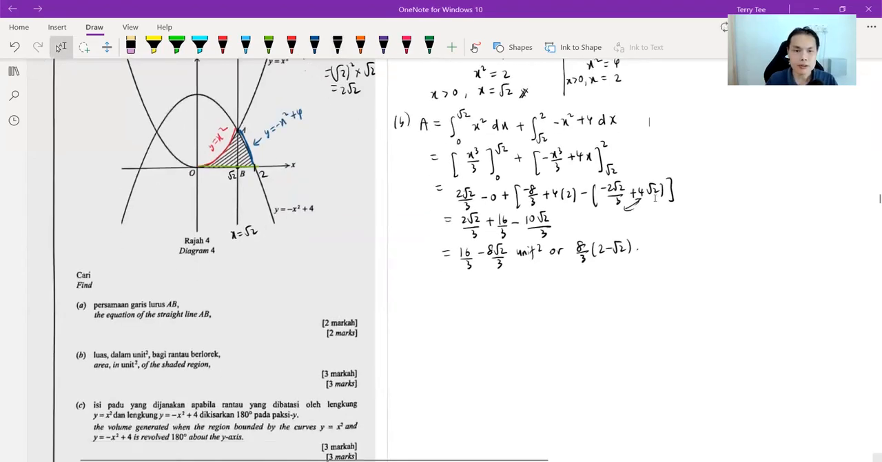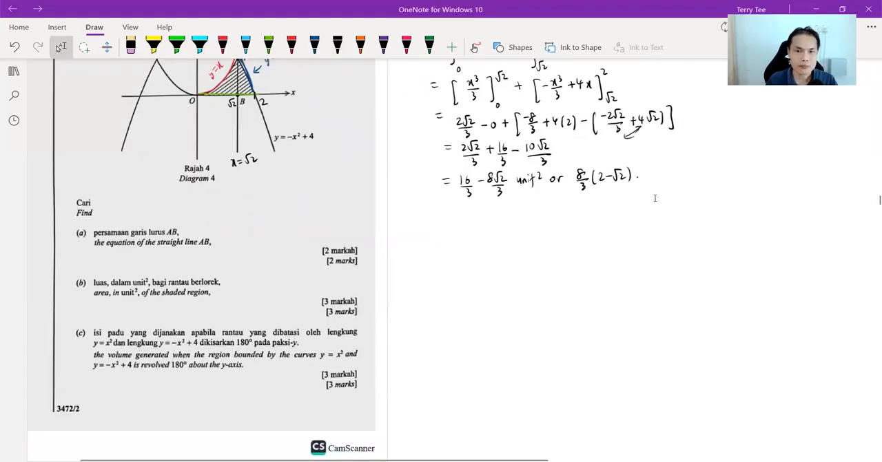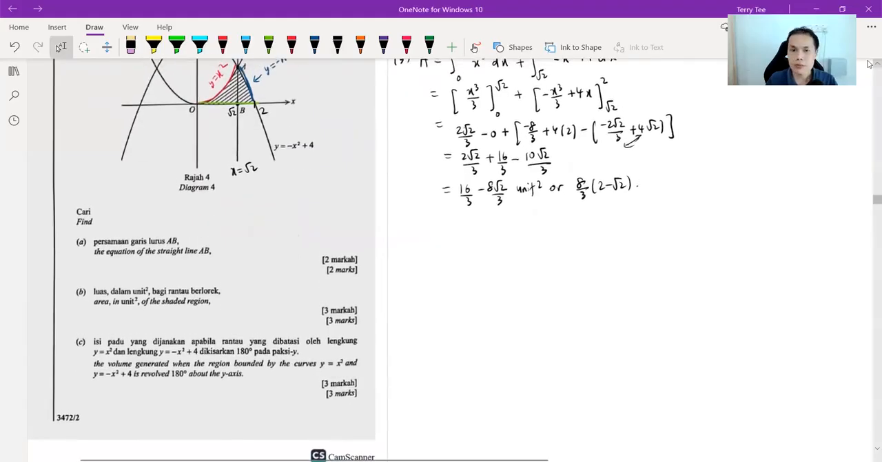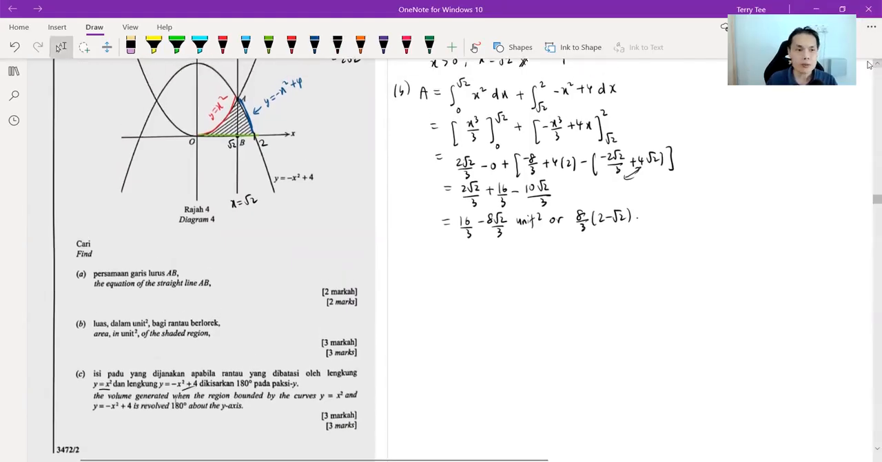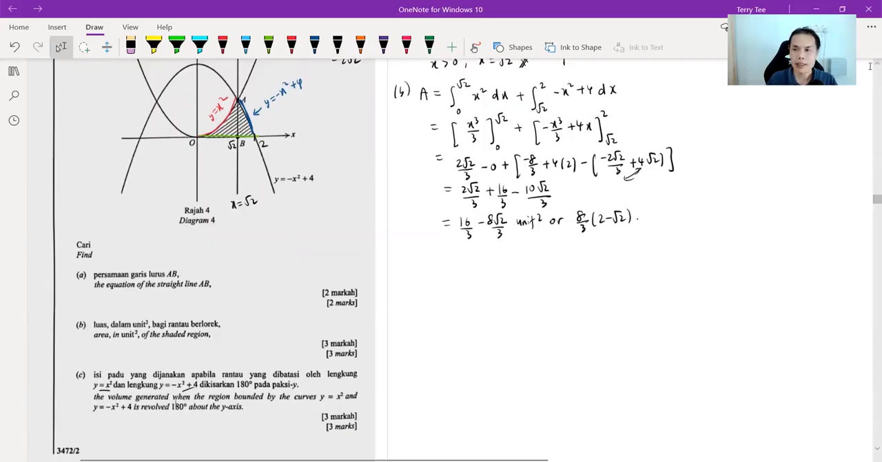Part B, the area. Now let's move on to volume. The volume that you're finding is the volume of revolution when the region bounded by the curves y equals x squared and y equals negative x squared plus 4 is rotated 180 degrees about the y-axis. When you talk about 180 degree rotation, remember, if you have, for example, a curve like this.